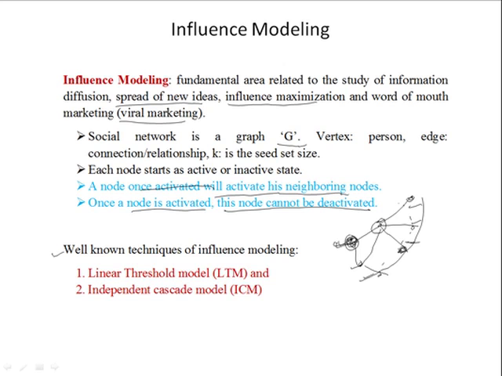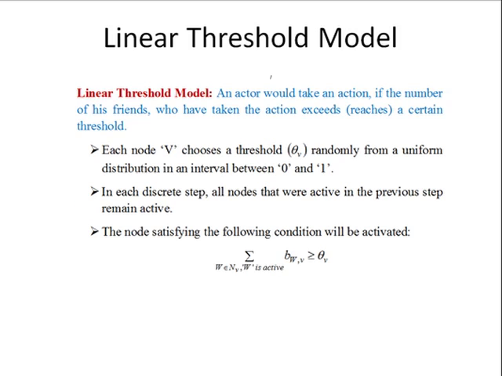Now, some well-known techniques for influence modeling are the linear threshold model and the independent cascade model. Linear threshold model: an actor would take an action if the number of his friends who have taken the action exceeds or reaches a certain threshold. Suppose this is a graph. Then this node will activate any of these neighboring nodes if it achieves some threshold to influence its neighbors.